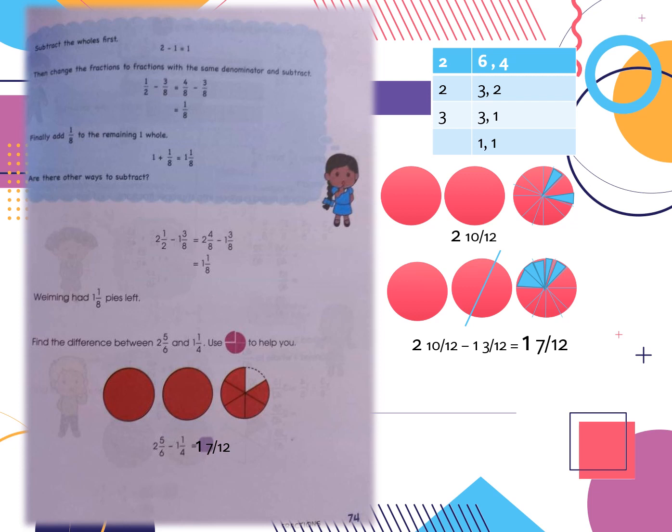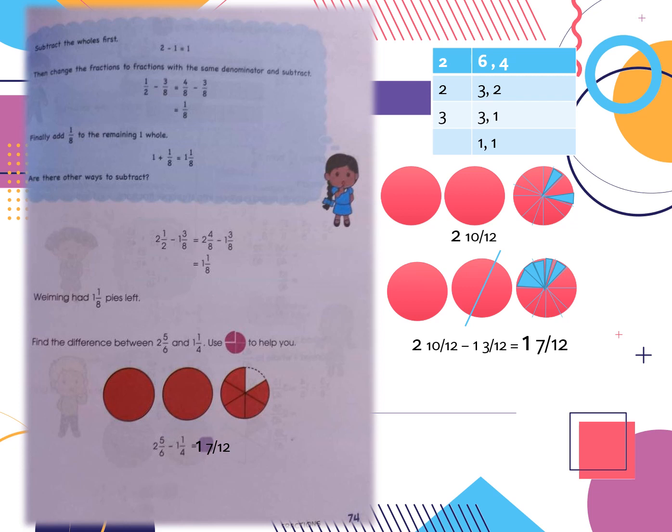Here is the working of the example, in which first we have subtracted the whole numbers. 2 minus 1 is equal to 1, and then we have changed the denominator to the same value, which is 8, and then subtracted them from each other. So we have 1/8. So he had one whole number 1/8 pies left.